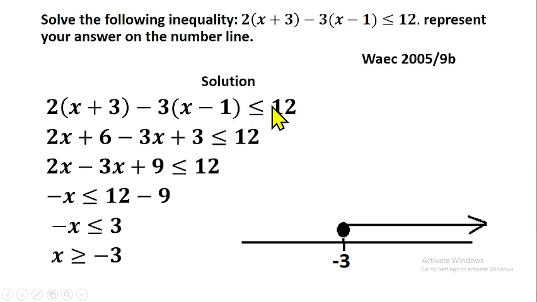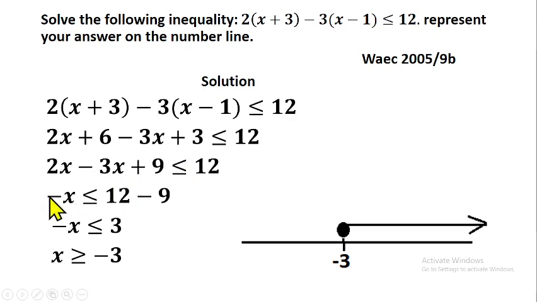You can open the bracket. 2 multiply s is 2s, 2 multiply 3 is plus 6, minus 3 multiply s is minus 3s, minus 3 multiply -1 gives us plus 3, less than or equals to 12. From there, we can rearrange and collect like terms. 2s minus 3s, 6 plus 3 will give us 9, less than or equals to 12. Collect like terms as well.